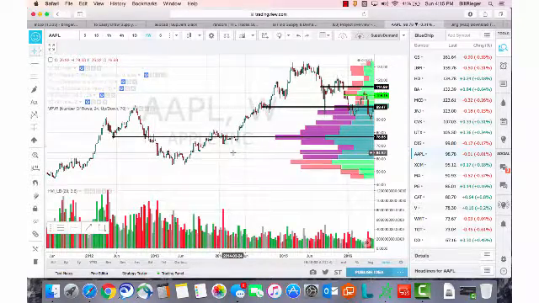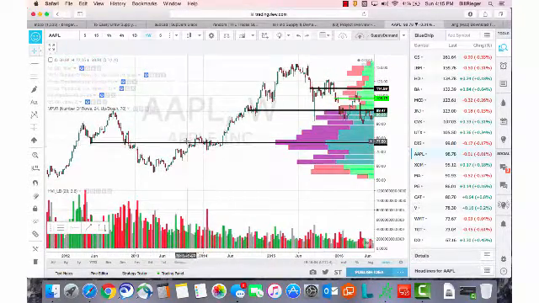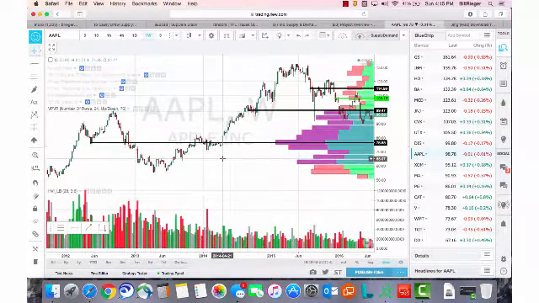And one thing to note on here is at this level, when we broke above it, you see this green candle right here that broke above on maybe average volume, and you see this candle broke above on what looks like higher than average volume.